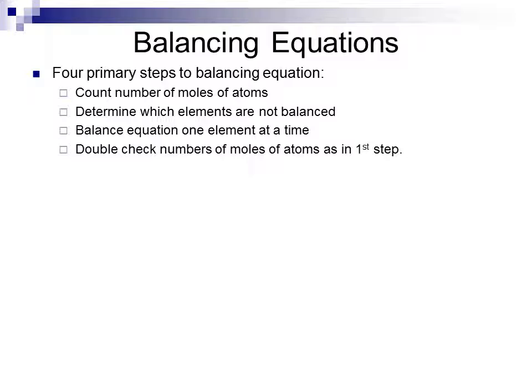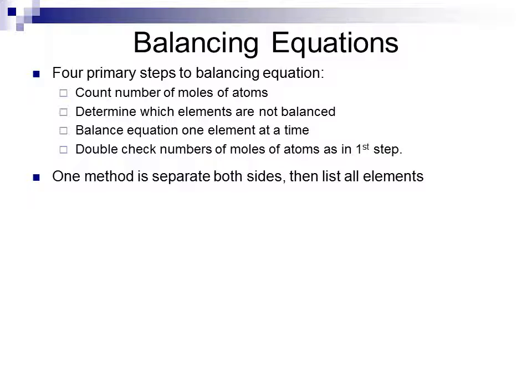And then the fourth step is to double check our numbers to make sure that everything is balanced like we did in step 1. And we continue going through steps 1 through 4 until we have a completely balanced chemical equation. Just go over and over and over again, changing things as they need to be changed.